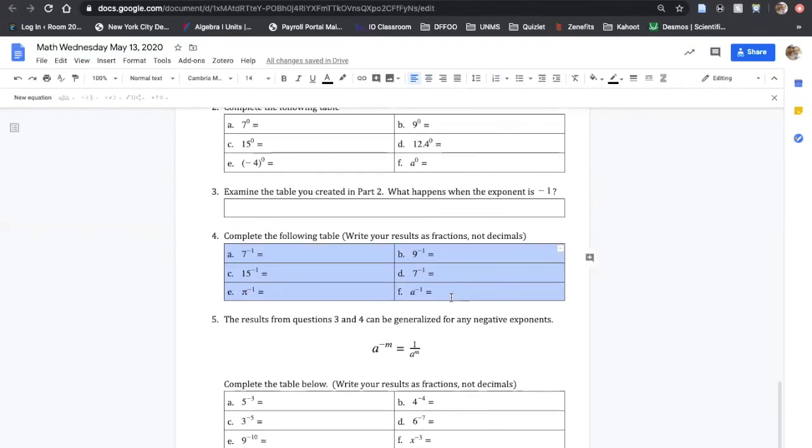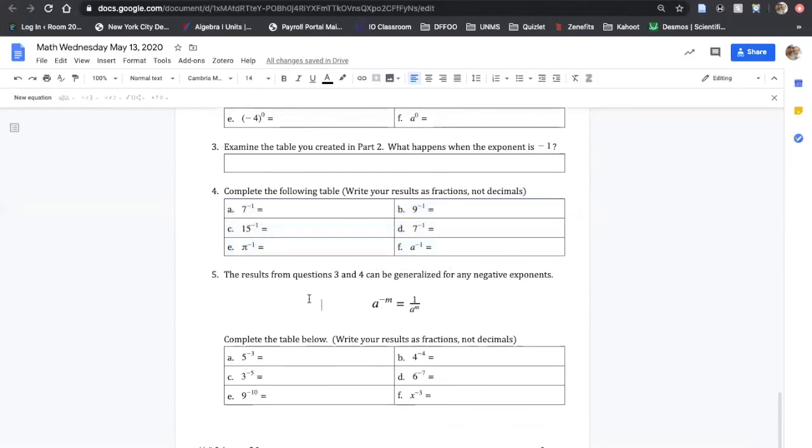Okay. Now, the last thing says that you can generalize the results of having a negative exponent to say that a base raised to a negative exponent is just equal to 1 divided by your base raised to the exponent, right? It's a little bit confusing, but once you understand those first parts, this should make a little bit more sense, and I can help you with this section in the Zoom session.